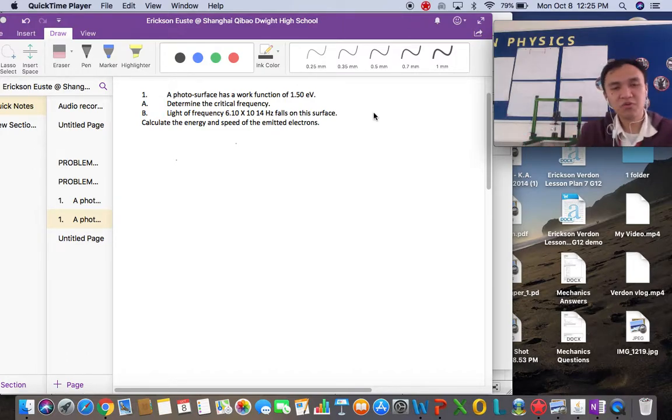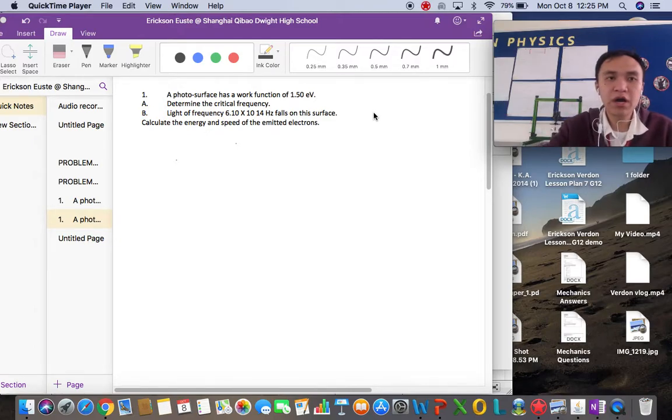Hi guys, so we are going to solve these problems about the photoelectric effect. Let's start with a photosurface has a work function of 1.50 eV. Determine the critical frequency. Light of frequency 6.10 times 10 to the 14 hertz falls on the surface. Calculate the energy and speed of the electron. So you notice that there is the photosurface that has a work function of 1.50 eV.